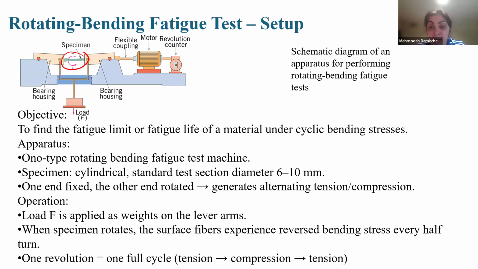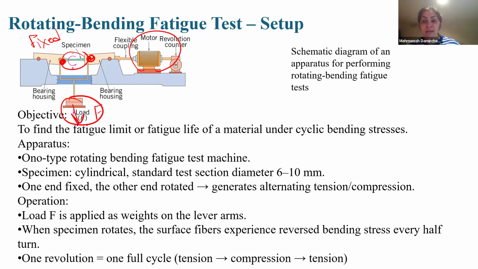One end of the sample is fixed. If I want to talk about the fixed end, it means this end is fixed, and this end, because of the motor, is rotating. So one end is fixed while the other end is rotated. A constant load F is applied using a weight on a lever arm. If I want to show the force, it is the force that you see, F, okay?